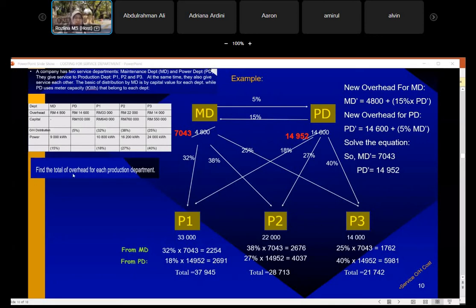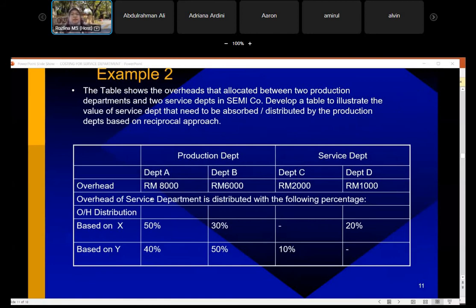And find the total of overhead for each production. Any question? Okay kan? Easy kan? Only to digest, or maybe you want to recalculate after this. You see dia punya steps. Then after this you just refine, just practice je lah. Okay, let's see this one pula.